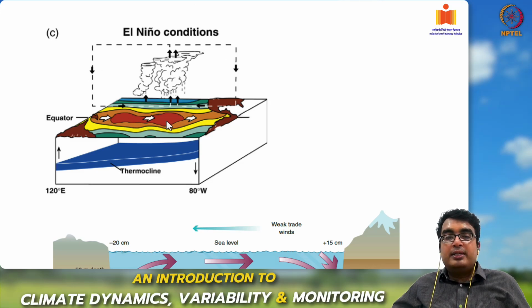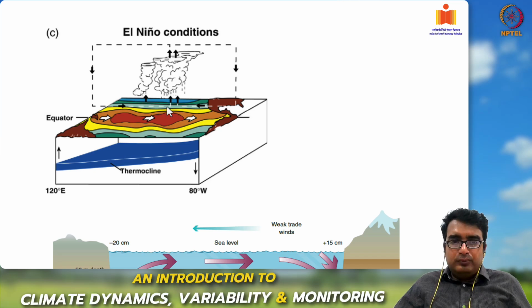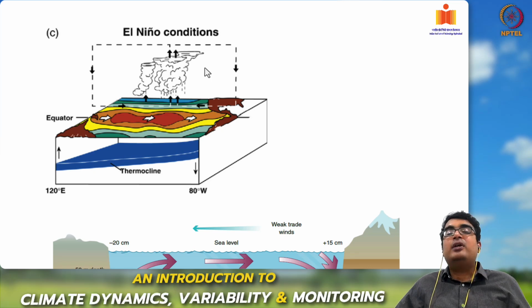This warm water has moved in towards the East Pacific region, and so you have this low pressure region now moving upwards here and going down in both these directions, and eventually this will move entirely off the coast, and you have a complete reversal of the Walker circulation.